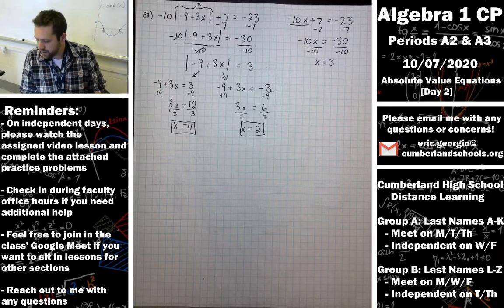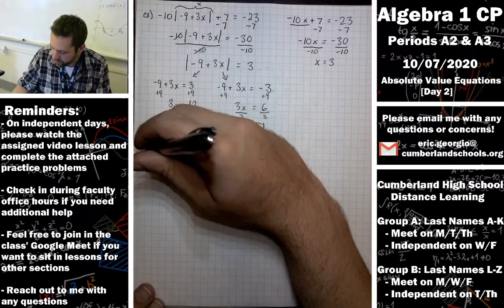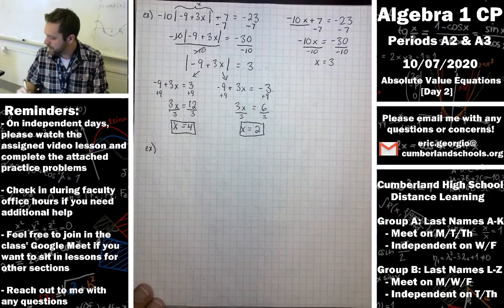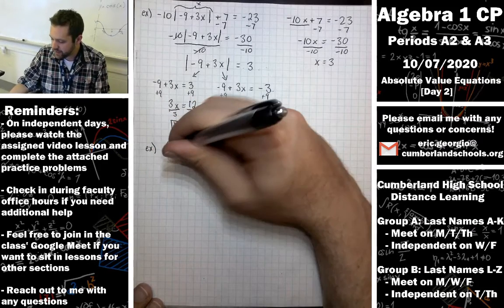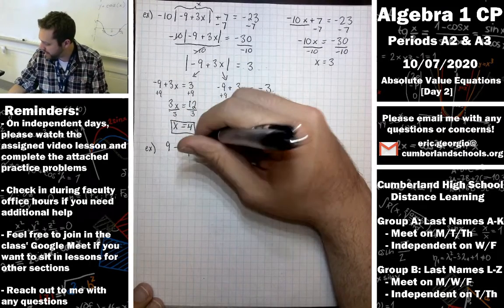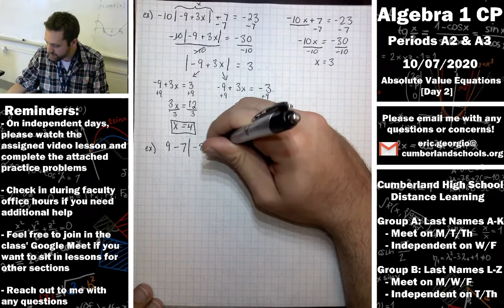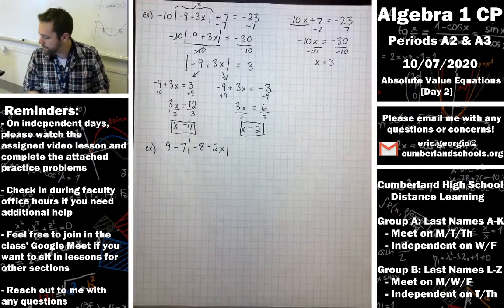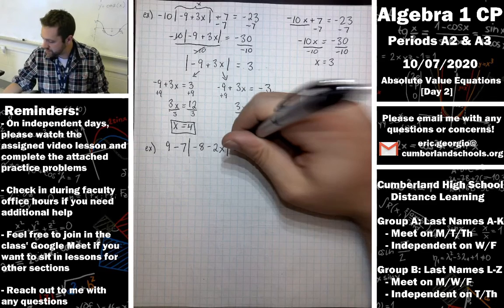All right. Let's take a look at another one. We got 3 more to go. Ready? How about 9 minus 7 times the absolute value of negative 8 minus 2x? Okay? And we're going to say that that's equal to negative 75.